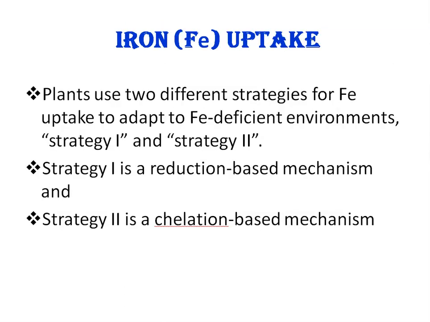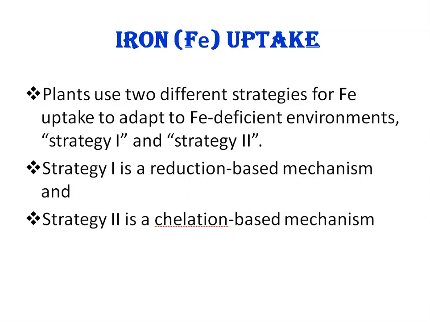Next is iron uptake. Plants use two different strategies for iron uptake to adapt to iron deficient environments, strategy 1 and strategy 2. Strategy 1 is a reduction-based mechanism and strategy 2 is a chelation-based mechanism. Reduction-based strategy 1 involves acidification of the rhizosphere. Rhizosphere, if you remember, I have already told you in our previous lecture, is the region of the soil in the vicinity of plant roots, in which the chemistry and microbiology is influenced by their growth, respiration, and nutrient exchange, right? So, this strategy 1 involves first acidification of the rhizosphere by root-released protons.